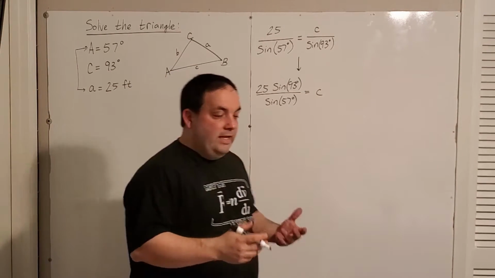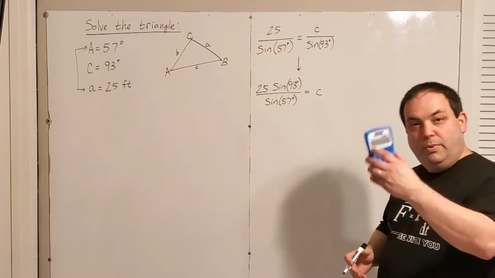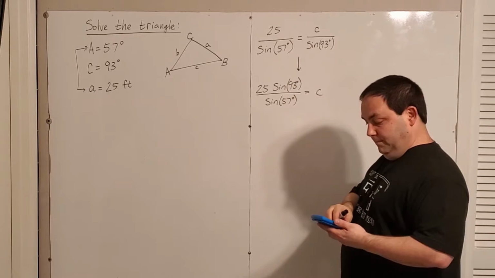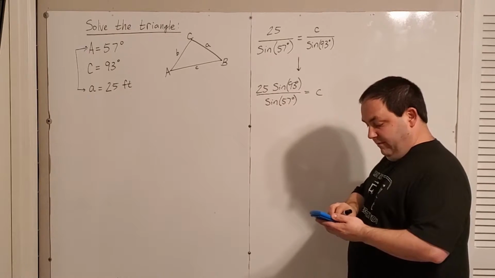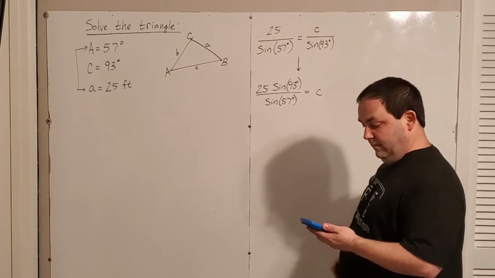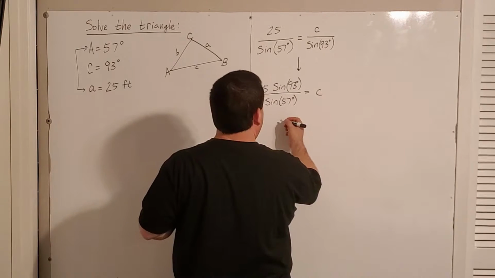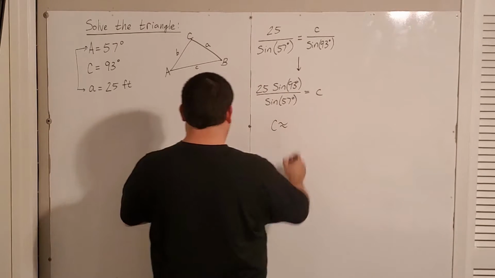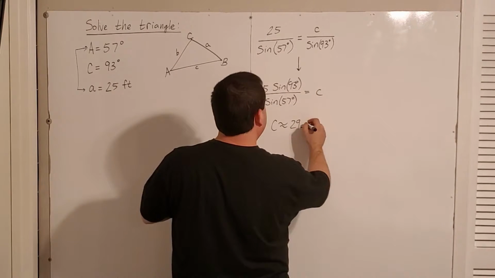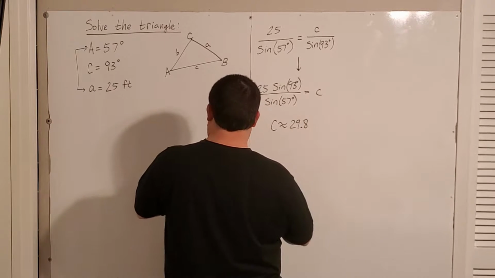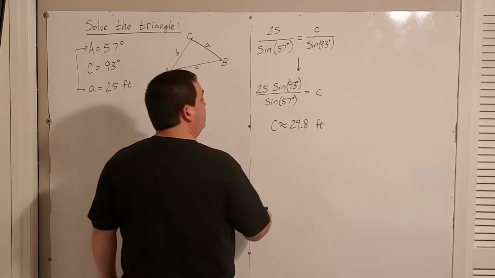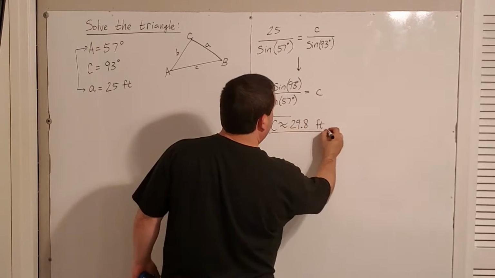And then from here, it's just a handy dandy time saver punch and crunch, right? Make sure you're in the correct mode. I'm using degrees here, right? So I have 25 sine of 93 divided by sine of 57. And I'm getting that c is approximately 29.78. And that's measured in feet. Okay, so that's one missing piece.